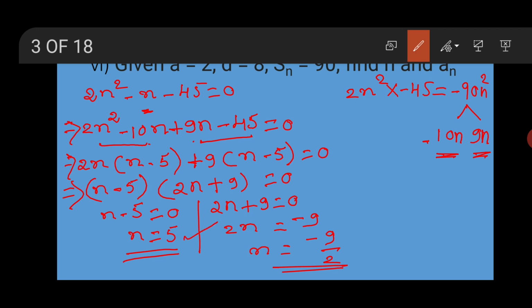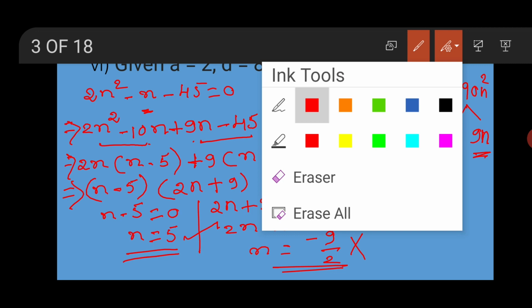Therefore n = 5 is the right answer. n = 5 is the answer. And since n = −9/2 has a negative sign and also it is a fraction, n cannot take this value, right? So the value of n is known. n is equal to what? 5.